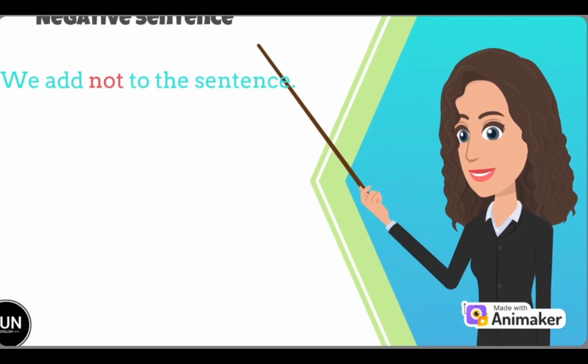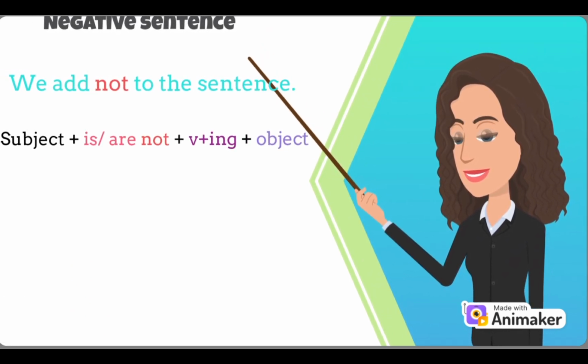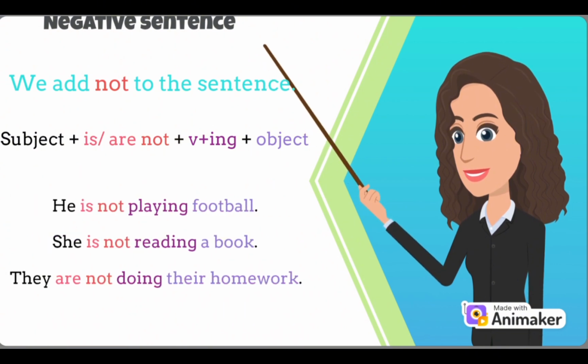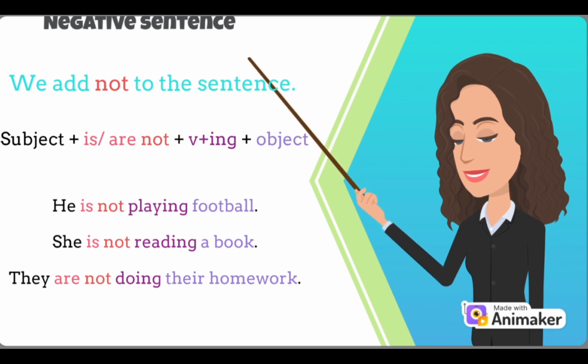We add not to the sentence, so we start the sentence with subject plus is not or are not plus verb with ing plus object. For example, he is not playing football. She is not reading a book. They are not doing their homework.